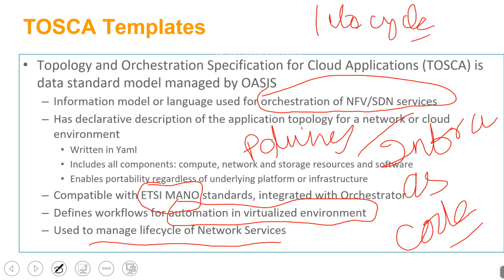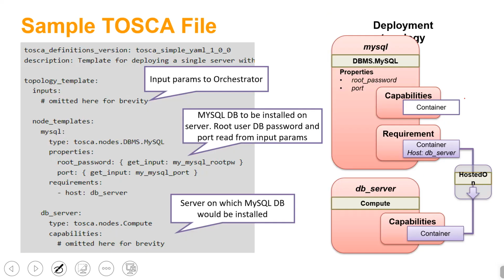So it is used for orchestration of NFV and SDN services. Tosca, right? So Tosca is a file that is fed to Cloudify. This is a very simple Tosca file, nothing to do with Telstra or Lumina, but a very easy way to define, just to understand what a Tosca file looks like.